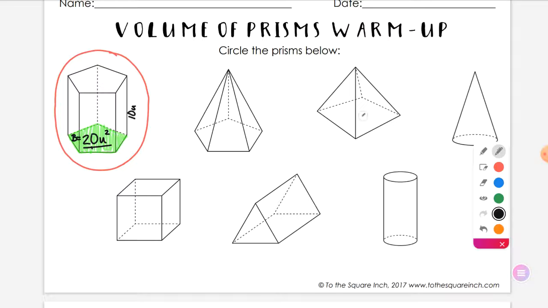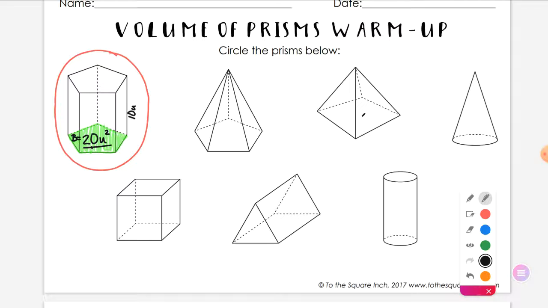Third one. Jalen, what do you think? Nope. Why not? It doesn't have 2 bases. Can someone name it? Dane? Square. No. Pyramid. A square bottom pyramid or a rectangular pyramid. Rectangular pyramid. Good job. That one's a rectangle.